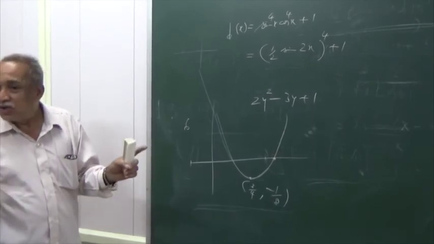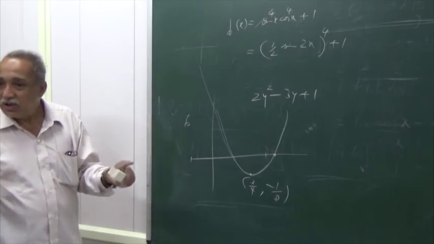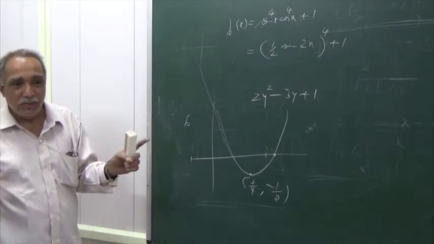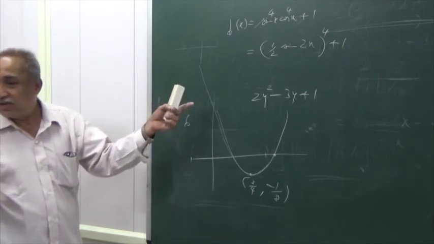Are both the endpoints to be included? Can cos x be minus 1? Yes. Can cos x be plus 1? Yes. Both endpoints are to be included. It will be a closed interval with the endpoints minus 1 by 8 and 6. Agreed?